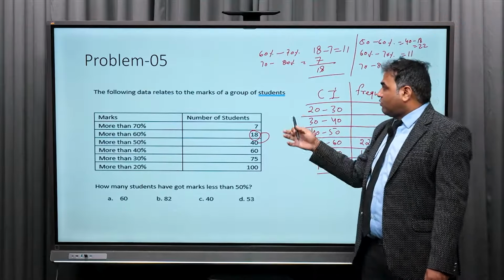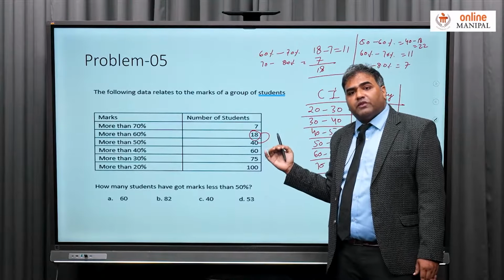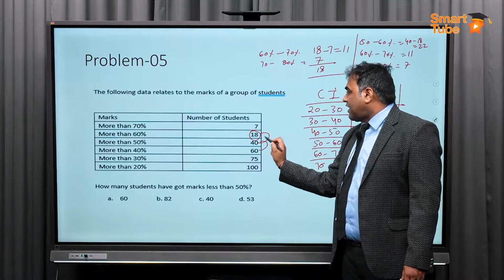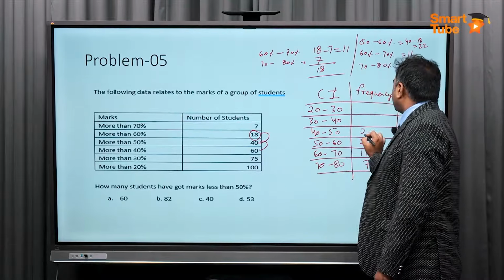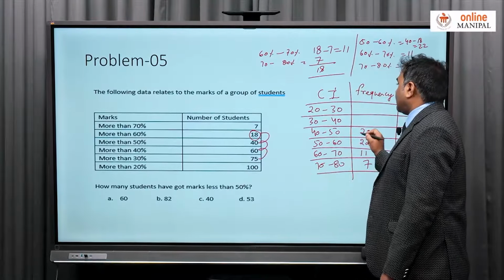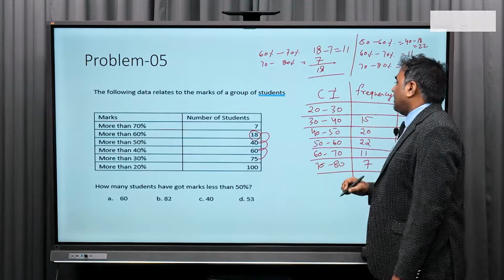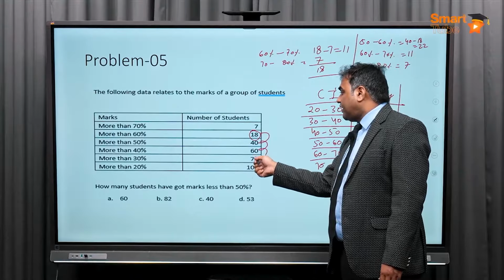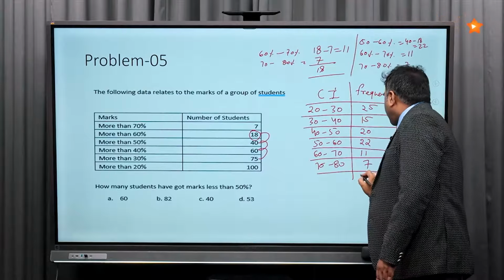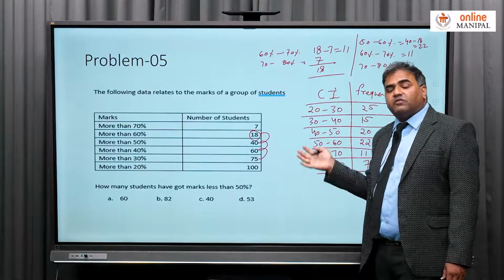Very simple. So how to convert more than cumulative frequency into normal frequency? Just subtract the preceding value. So this value would be 60 minus 40, which is 20. Then this would be 75 minus 60, that would be 15. And then more than 20, that would be 100 minus 75, so that would be 25. Basic maths you can do, and the total sum should be equal to 100. So once you are done with this, we are done with this table.